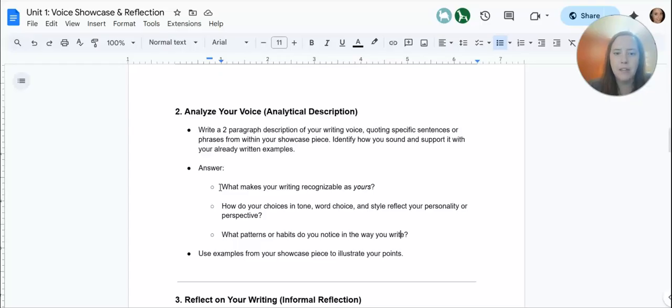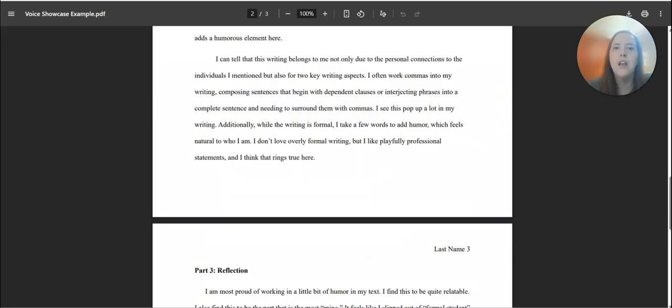What patterns or habits do you notice in the way you write? What makes your writing recognizable as yours? To be honest, those are kind of asking the same question. So write holistically, don't feel like you have to answer each question individually. Providing a holistic response to all these questions is going to cover it, and I do that here.